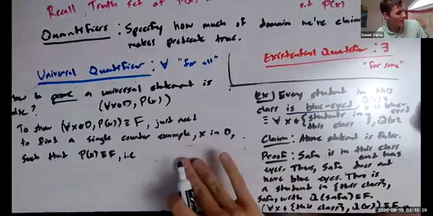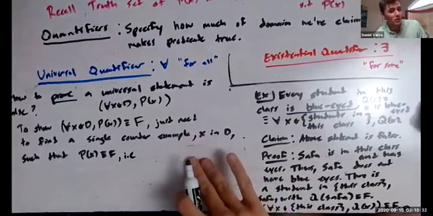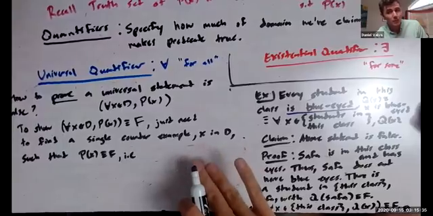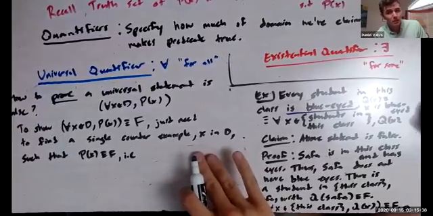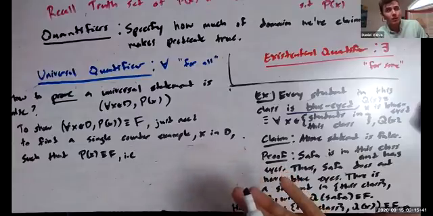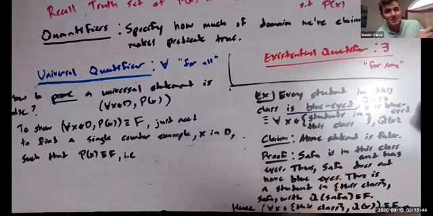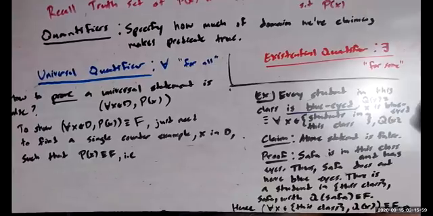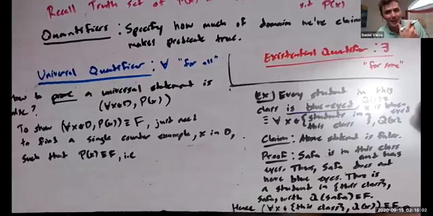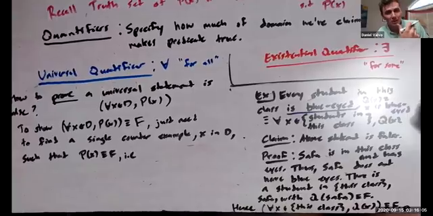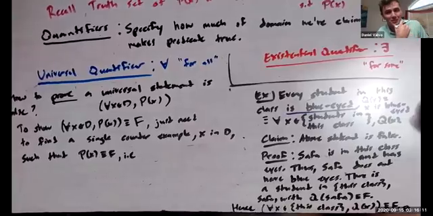So to show that not all x in D make P of x true, we're saying how much of D must make P of x false? Is that a weird question? At least one. And if we're making a statement about at least one thing in a set, we're saying there exists at least one thing in the set. What's that remind you of?